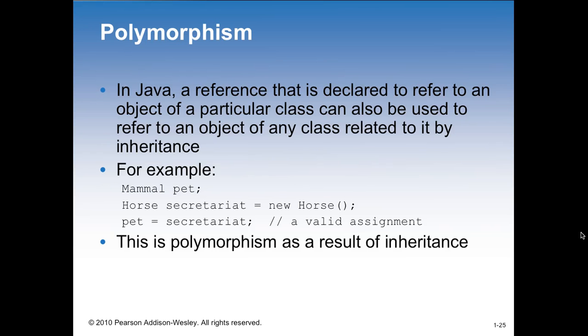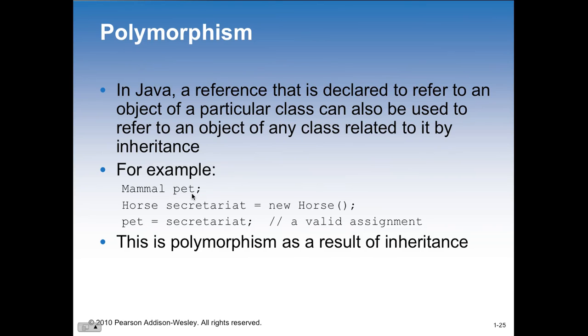In Java, a reference that is declared to refer to an object of a particular class can also be used to refer to an object of any class related to it through inheritance. This means if you create a collection and you create a stack, because we have late or dynamic binding, we can use it as a stack or we can use it as a collection. We're not stuck. We can go back through the inheritance of that object and use it in terms of its instantiation. So here's an example.